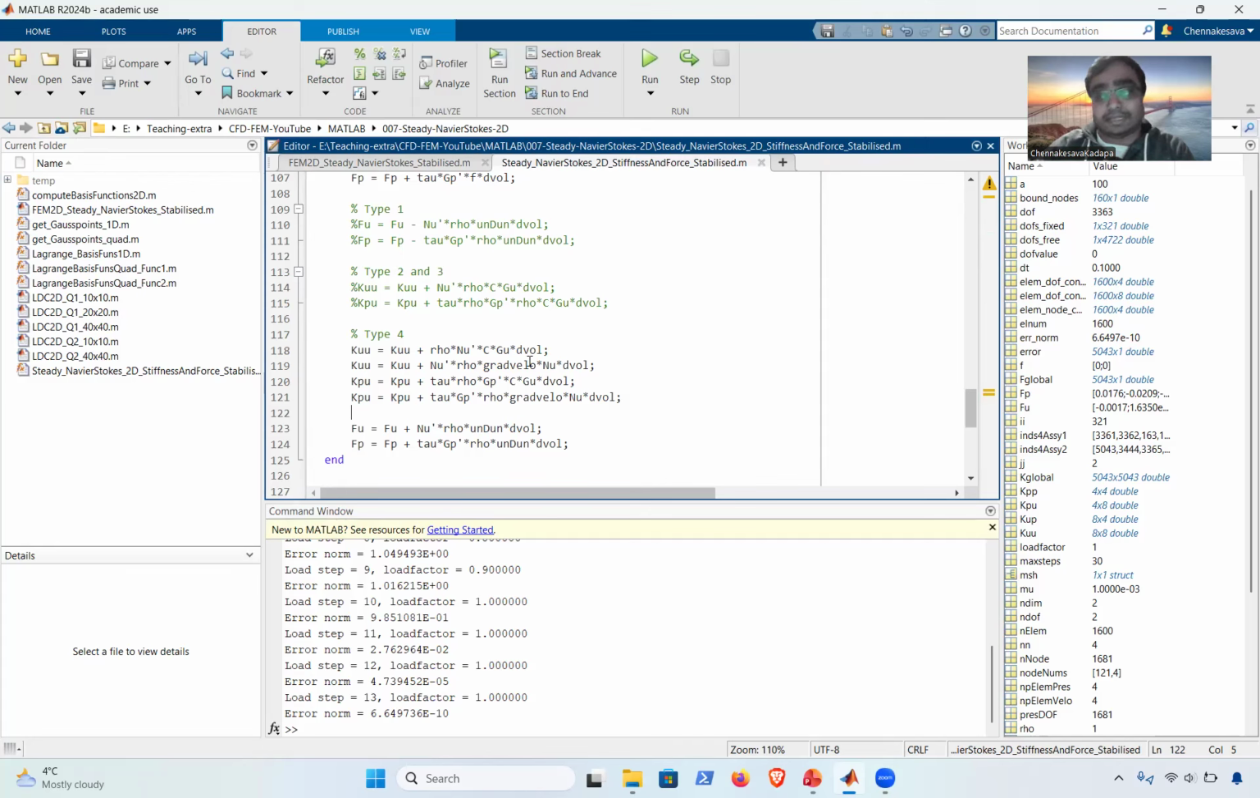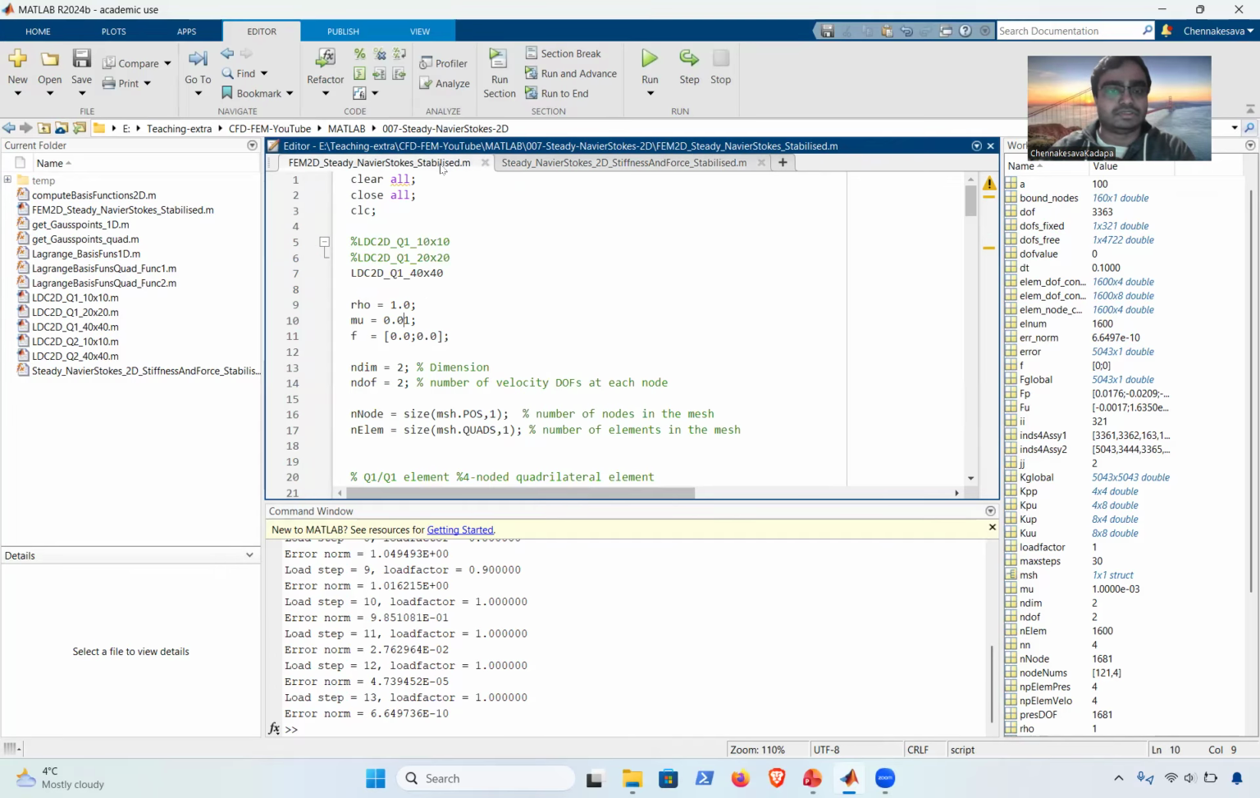So as you can see, once we successfully write the stiffness matrix function for Stokes flow, it is very easy to extend it to Navier-Stokes. Now I am going back to the main function. We don't need to change anything in the main function.